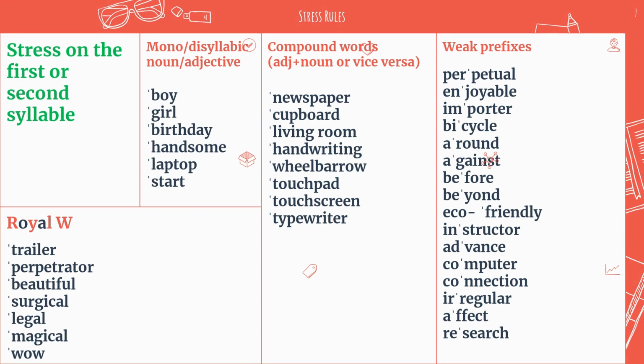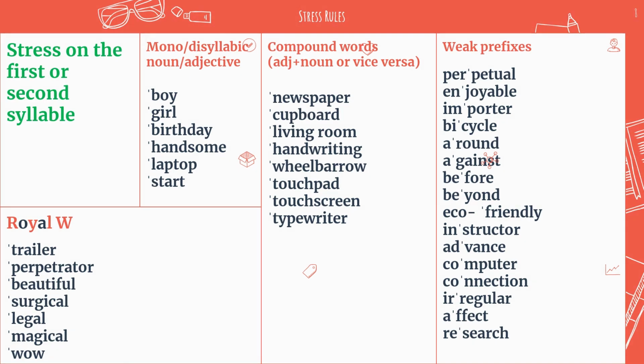Our next rule guides us that if our word is a monosyllabic or disyllabic noun or adjective, then the first syllable of such words is stressed. For instance, boy, then girl, then birthday, then handsome, then laptop, then start.